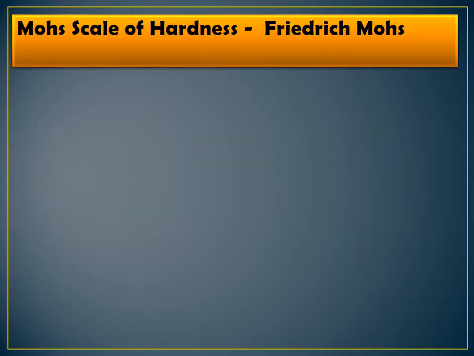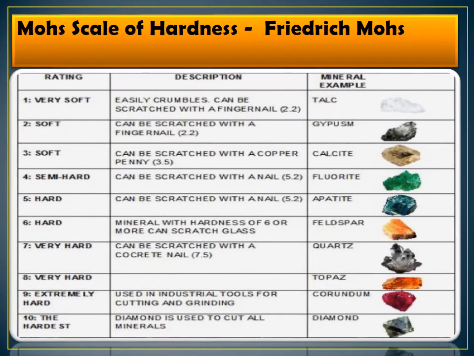In 1800, Friedrich Mohs designed his Mohs scale of hardness. This is designed to measure the scratch resistance of various minerals from a scale of 1 to 10. This is also based on the ability of a harder material or mineral to scratch a softer one. Take a look at the chart below. Notice that the rating is arranged from number 1 to 10. 1 is described as very soft and 10 as the hardest. On the middle part, it has its description, and on the right part, it has the mineral example.